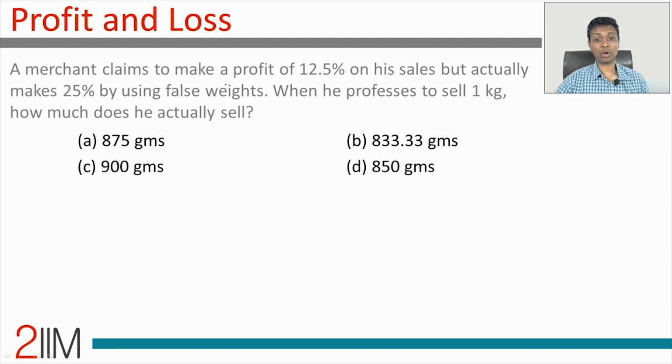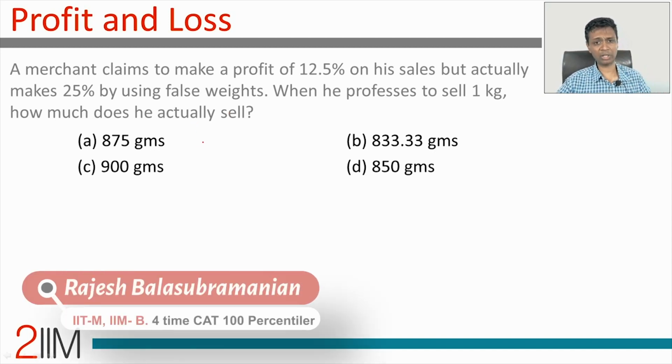A merchant claims to make a profit of 12.5% on his sales, but actually makes 25% by using false weights. When he professes to sell 1 kilogram, how much does he actually sell? I used to hate these questions, but I think now I'm getting better at them. So I'm going to solve this using first principles, very basic ideas, and then we'll build from there.